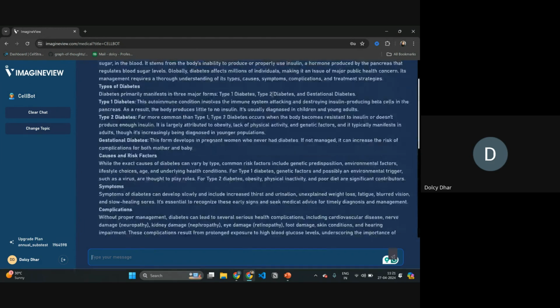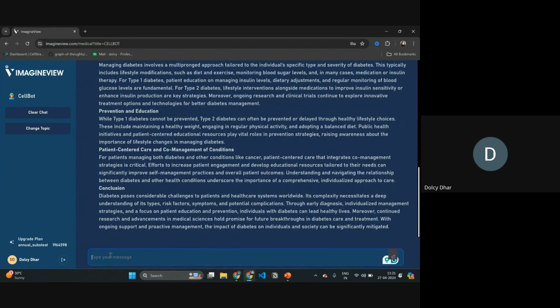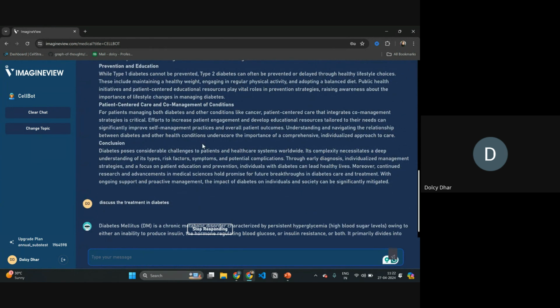So right now we are pulling information from PubMed, but we have also devised another pipeline where you can choose to pull information from arXiv, and you can of course go ahead and further discuss the treatment in diabetes. So the whole point of this tool was to bring the latest medical research to everyone.